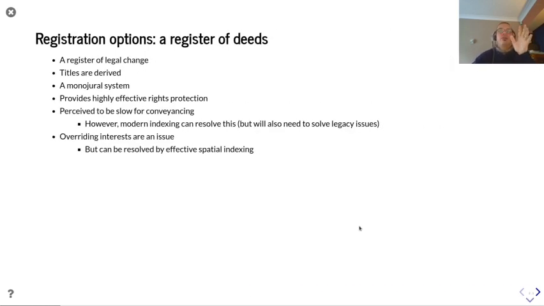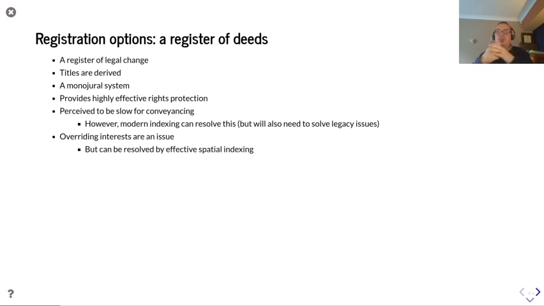We've got a number of different options. We can look at a register of deeds. So that's a register of legal change. Titles are derived, it's a monojural system, provides highly effective rights protection, is perceived to be slow for conveyancing. However, we've already demonstrated that modern indexing can resolve this.